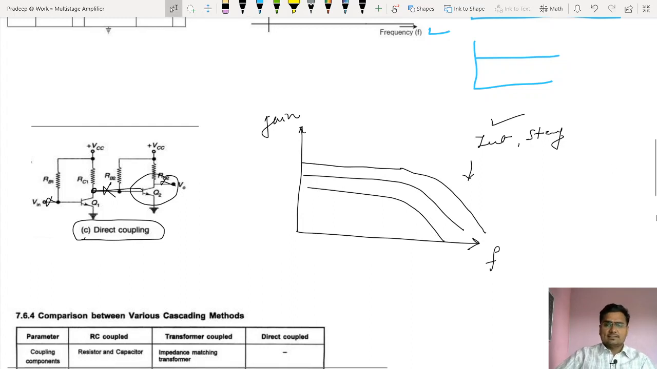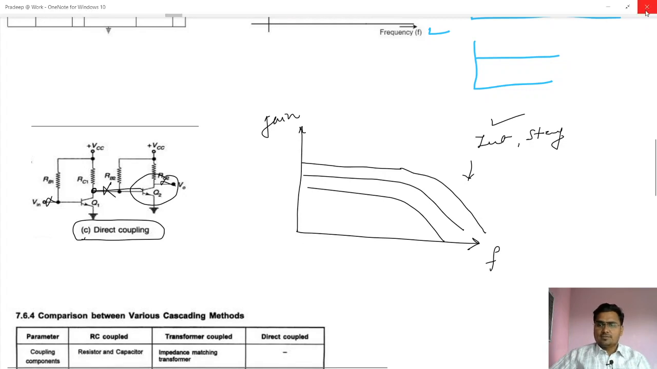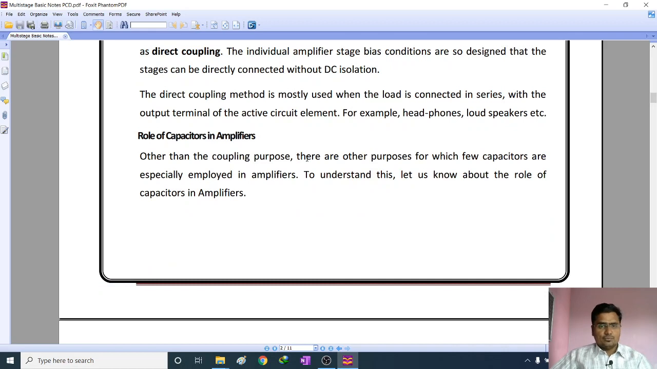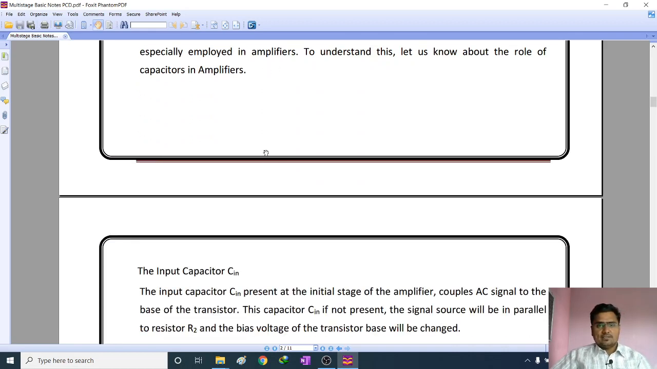I hope that thing is clear now. Single stage RC coupled amplifier frequency response, two stage RC coupled amplifier frequency response, then two stage transformer coupled, two stage direct coupled. The circuit and the frequency responses we have studied. And don't worry, because those theoretical notes I am going to share with you. Even if I find more detailed notes, then also I will share those with you.